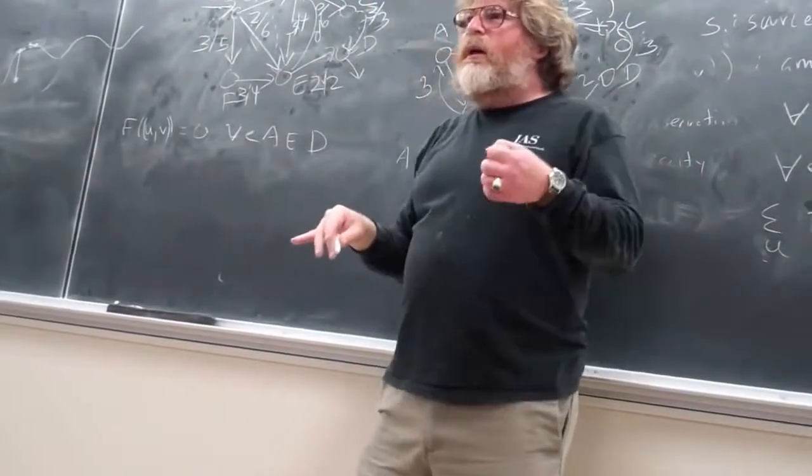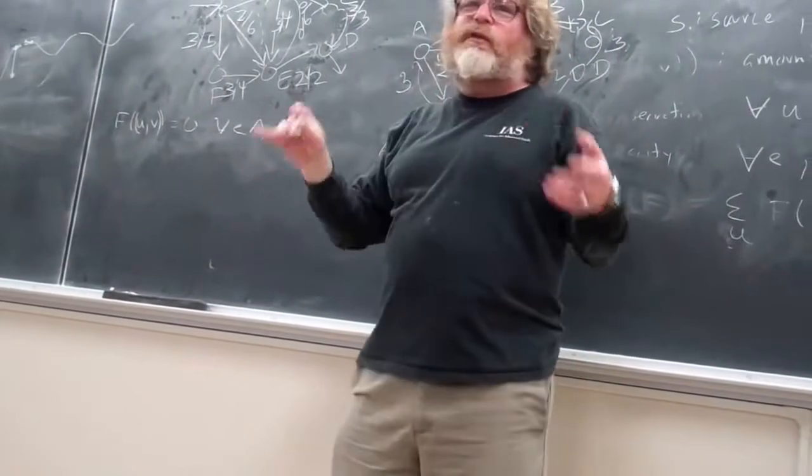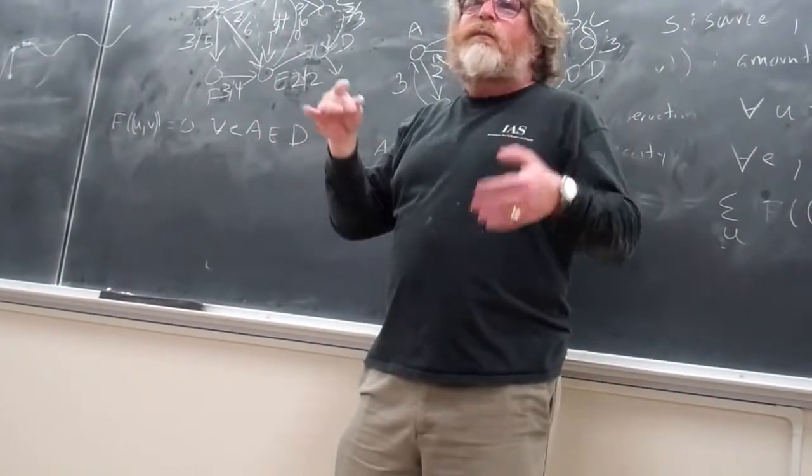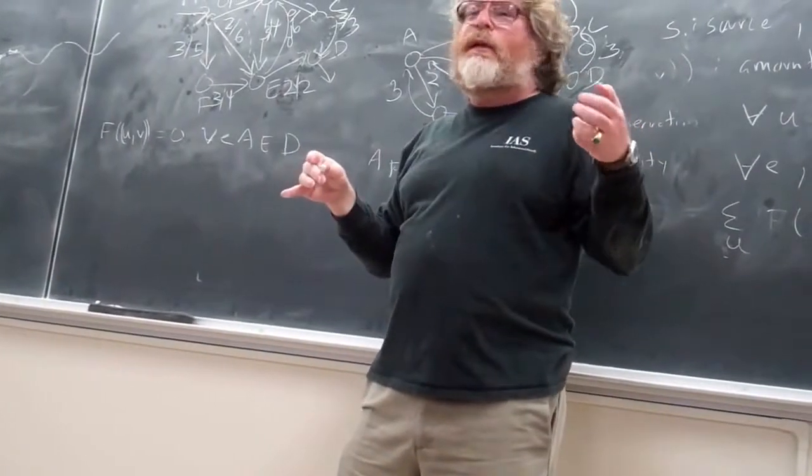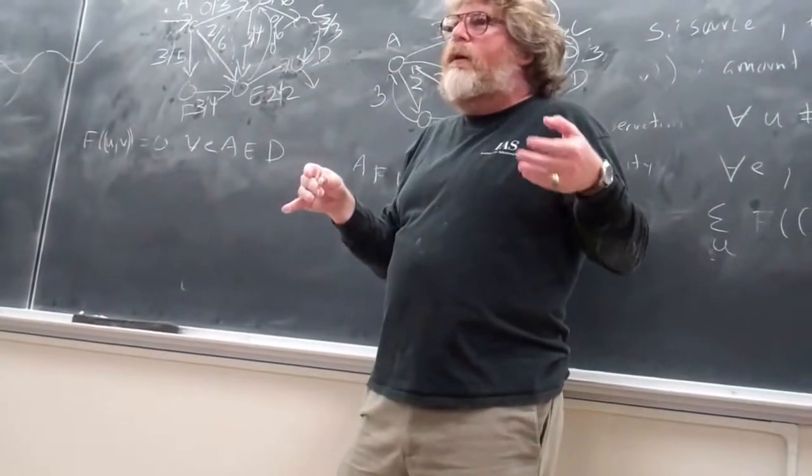So how can we argue? Now we're stuck. There's no way of locally improving our existing flow. But how can we argue that there wasn't any way of getting better at all?